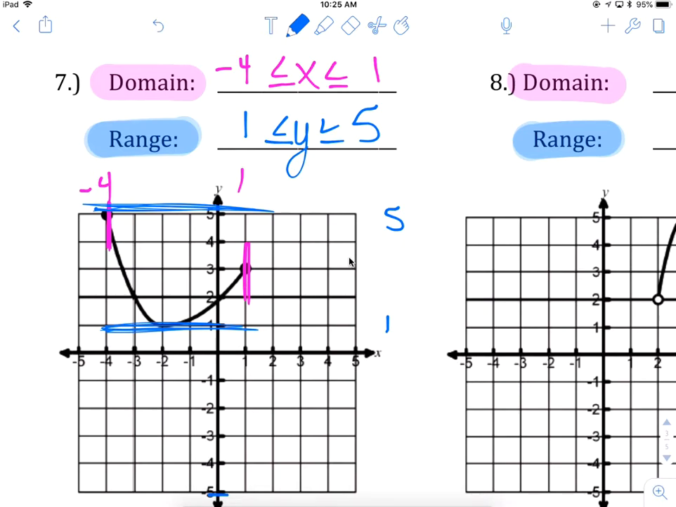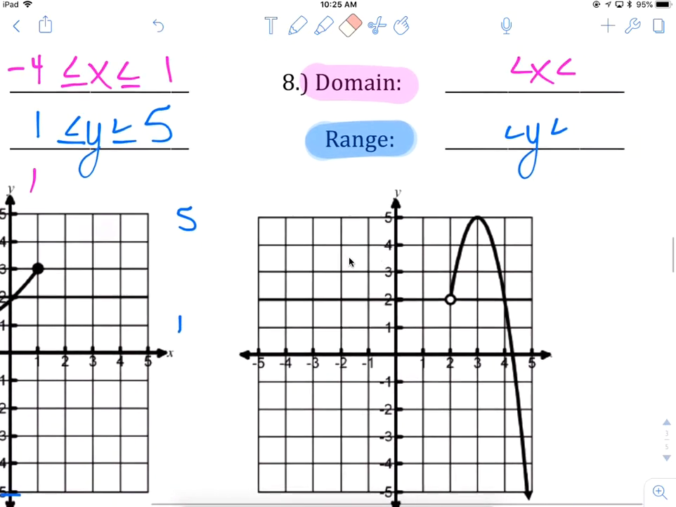So one more time, you put or equal to if you have a closed circle or if you touch the line. The only time you will leave them as a plain less than is if it's an open circle or an infinity. Okay? All right, let's do number 8.